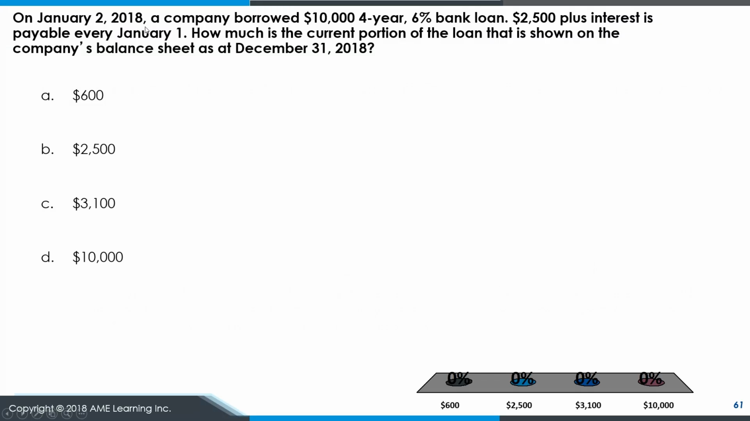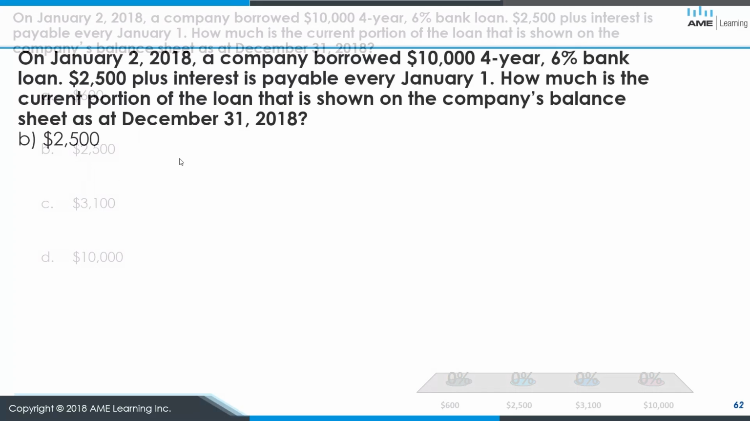Okay, work problem. On January 2nd, we borrowed that money, a 4 year, 6% bank loan, $2,500 plus interest is payable every January 1st. How much is the current portion of the loan at December 31st, 2018? We're paying it on January 1st, so we're at the end of December. We've basically accrued a full year of interest, but it's just asking about the portion of the loan. If we're making a $2,500 payment every period, then the current portion of the loan is going to be that $2,500.